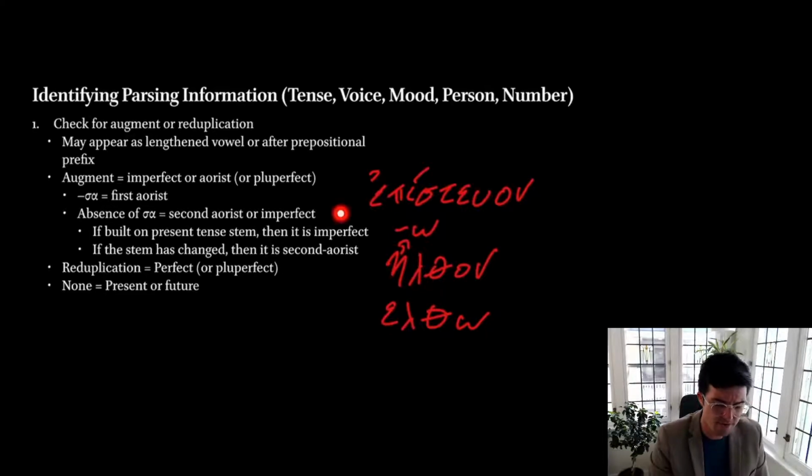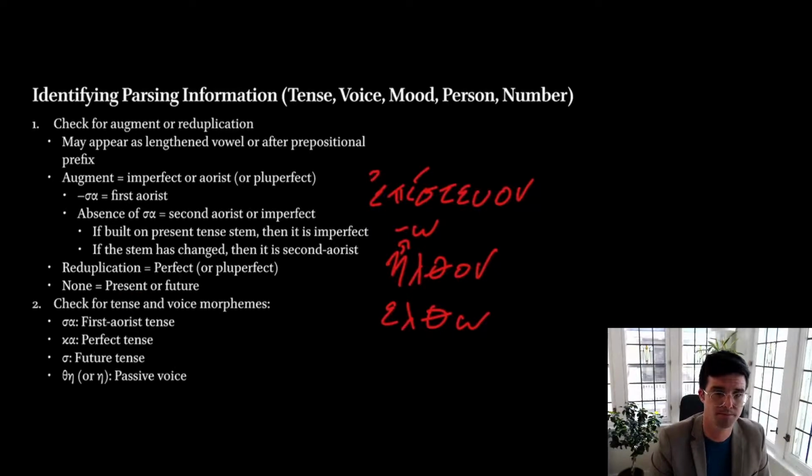So all that to say, if you don't have a sigma and you have a form that's built on the present tense stem, like episteuon, then it's going to be an imperfect tense verb. If you have it not built on the present tense stem, it's going to be a second aorist, as in elthon. And then if you have reduplication, of course, you have the perfect. And if you check a verb for augment and reduplication and there's none there, then you're going to know you have either a present tense verb or a future tense verb.